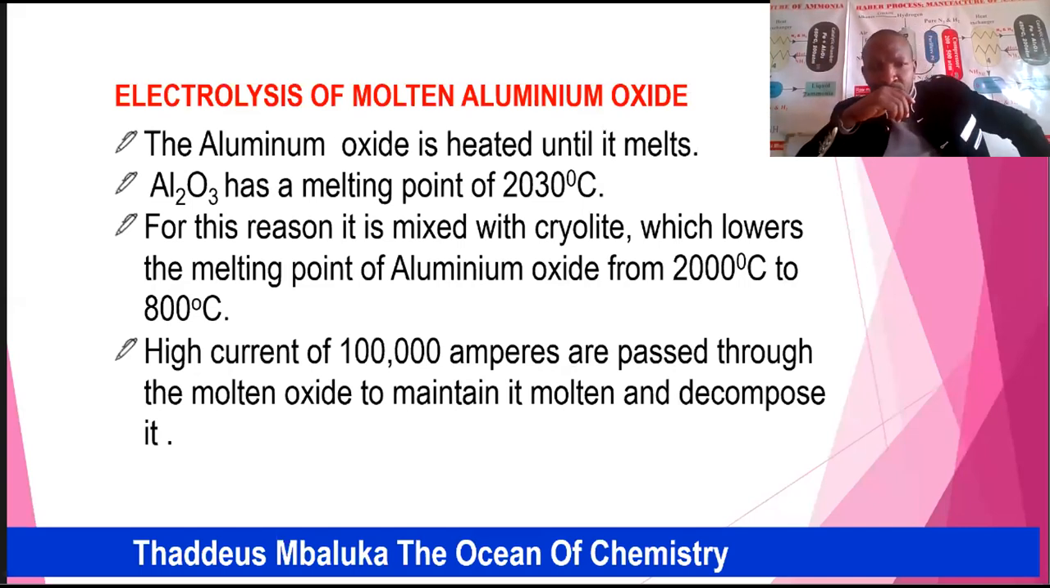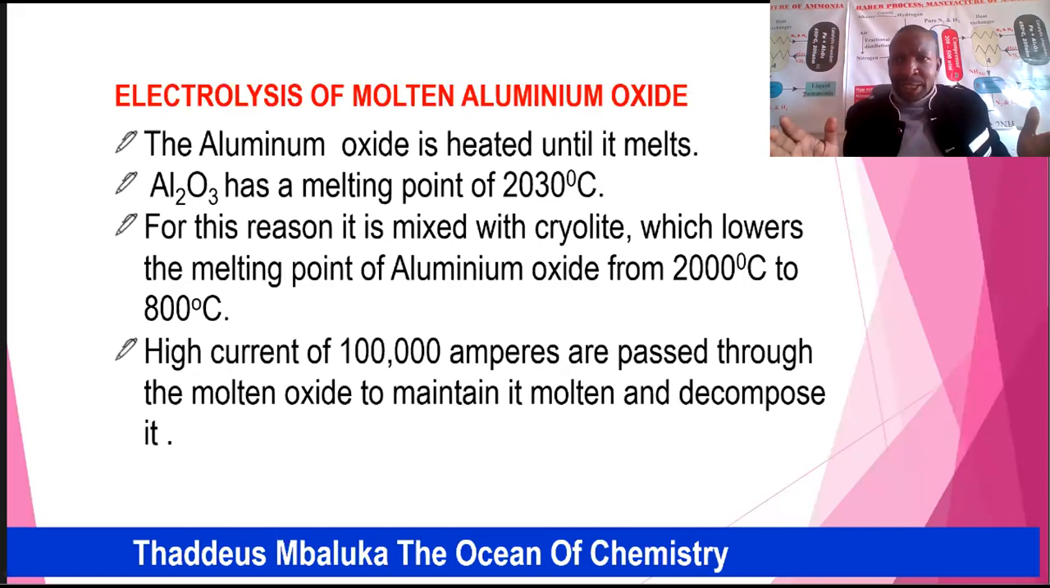What do you get? Aluminium ions and oxide ions. Good, very magnetic. The cation there is what? Aluminium ion. So the cation will go to the cathode. And the anion, which is the oxide ion, will go to the anode and get discharged.